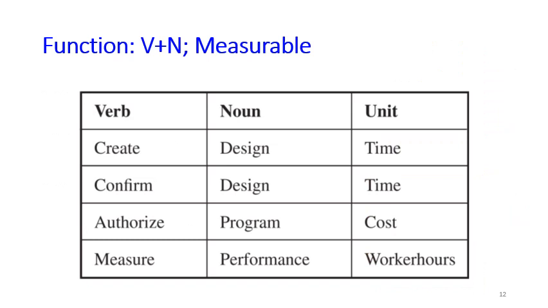In value engineering, the function must be defined in two words. The first word is a verb, the second word is a noun. And then each function should be measurable. For example, if there's a function of create design, it can be measured by time. How long does it take to create a design?